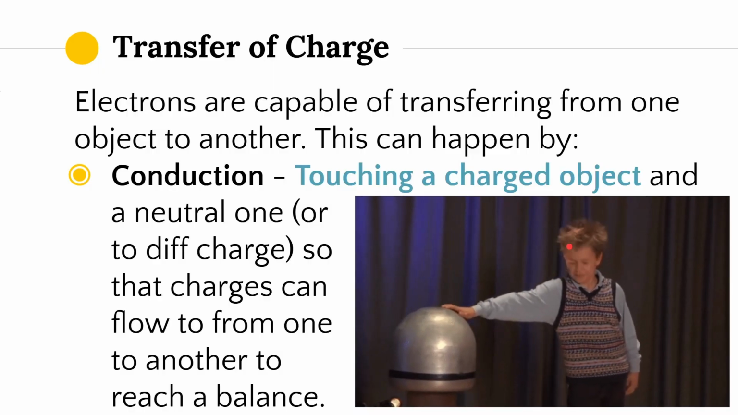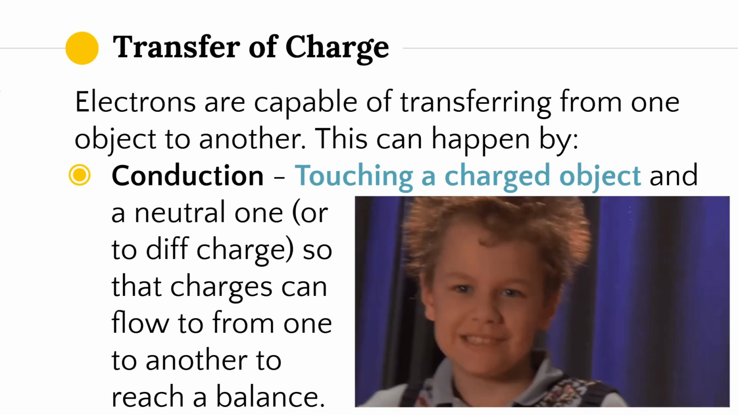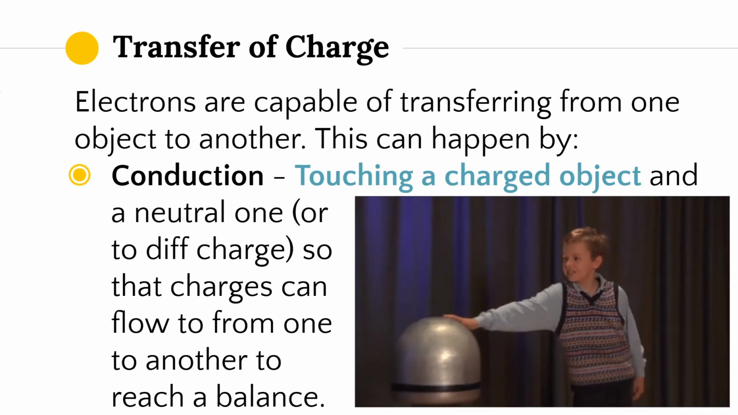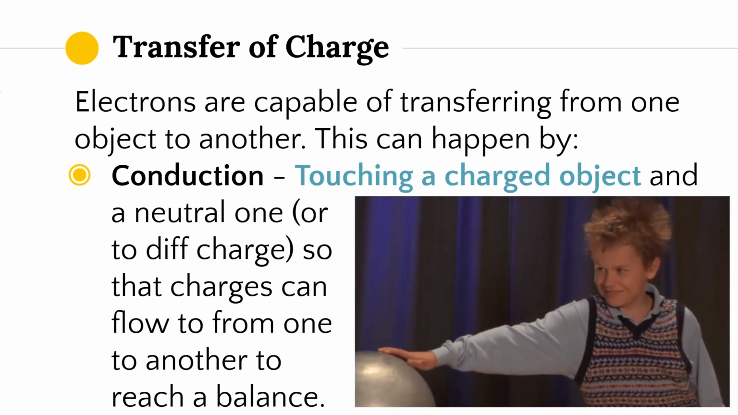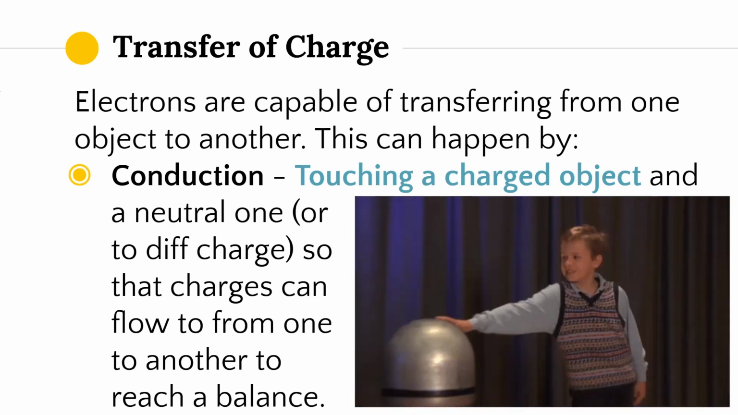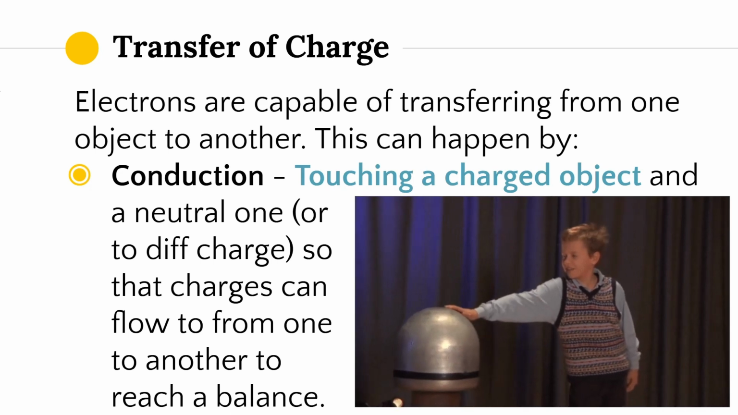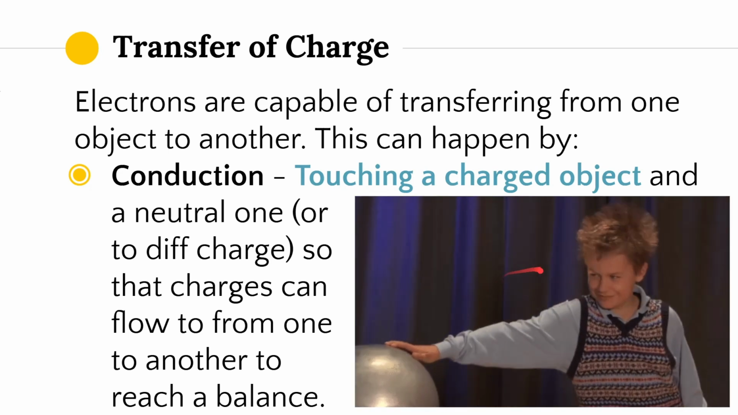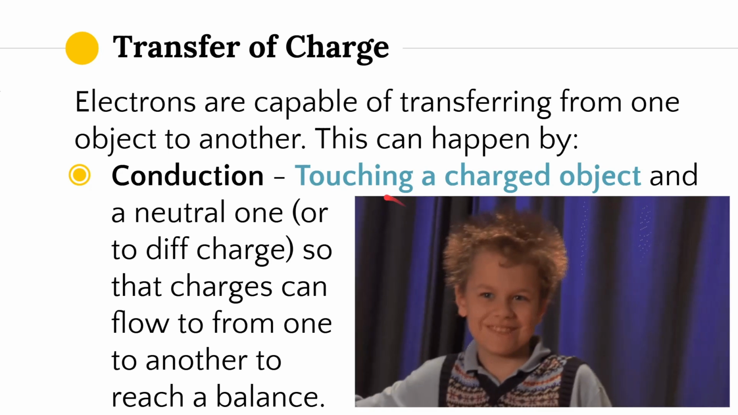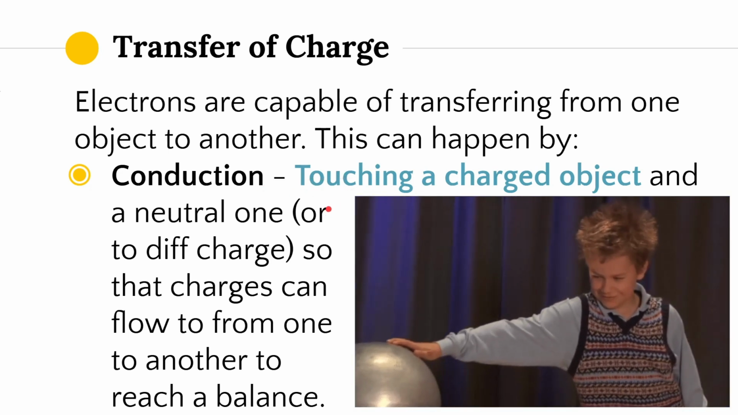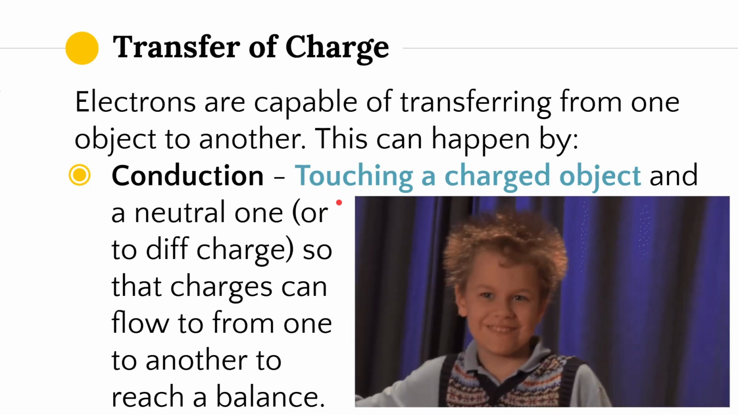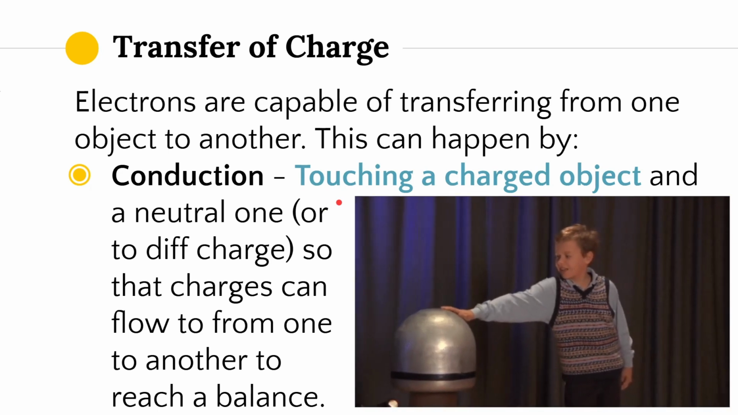All right, so friction is one way that charges can transfer. Another way that you can transfer charge is by conduction, touching a charged object. Some of you guys did this when you touched the surface of the metal dome on the Van de Graaff, like this kid is doing here. Again, conduction means you're touching a charged object and a neutral one, or you could just have two objects that have different charges. It doesn't have to be charged and neutral.